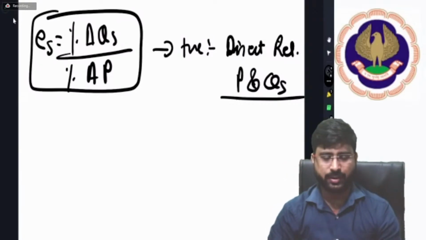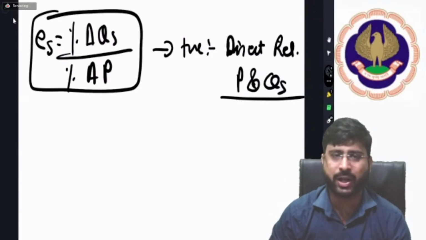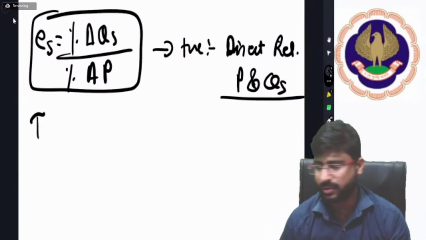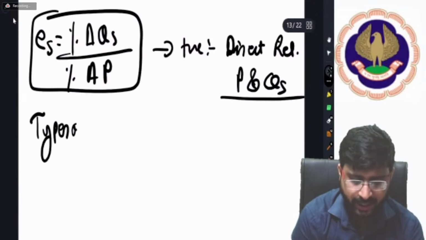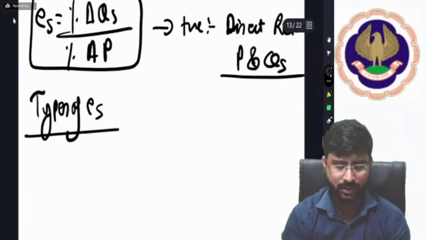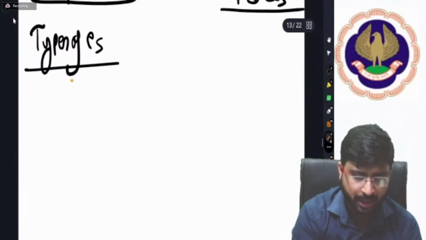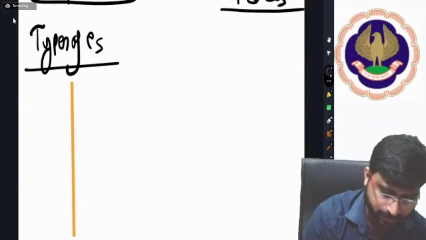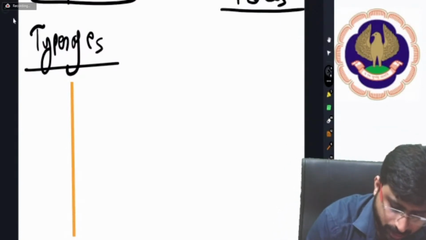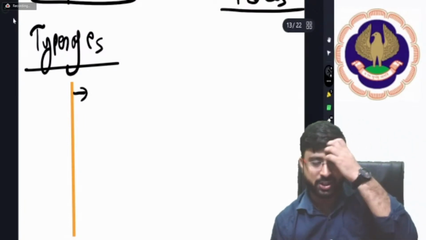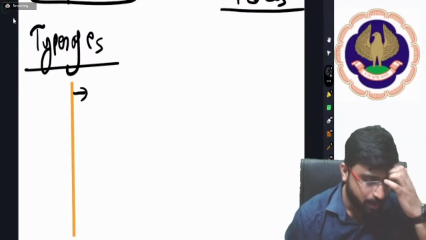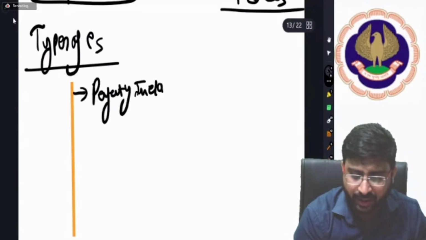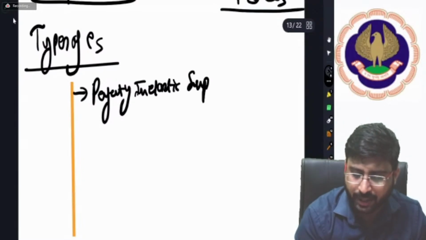Okay, so now let's focus on the types of price elasticity of supply. All the same 5 types that were there in demand, same 5 types. Types of price elasticity of supply. So there are 5 types, much like demand. Number one, please pay attention, is perfectly inelastic supply.